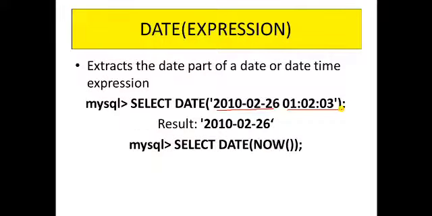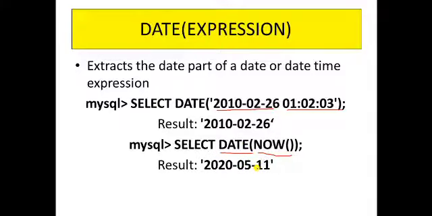So I have written the now function as a parameter. It will execute first because it is in the bracket and will be solved first. So the now function will return date and time in this format. Out of that format, the date function will return only the date part. So this is the date.